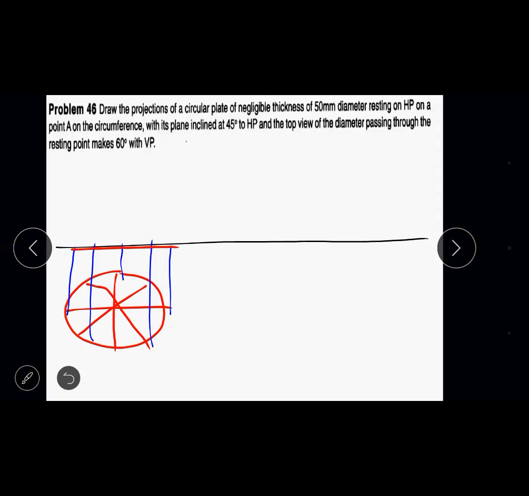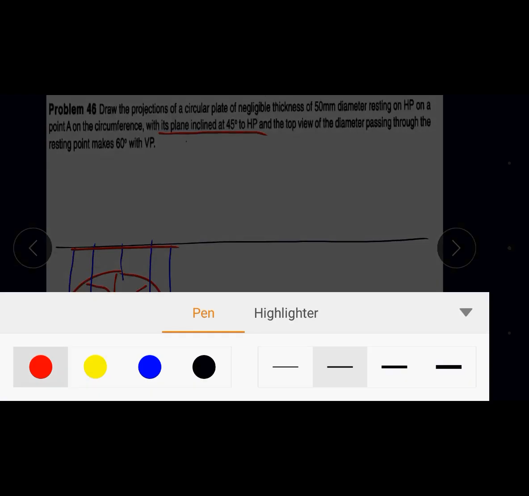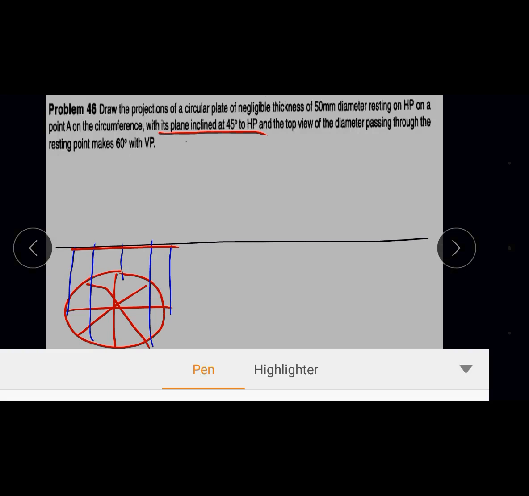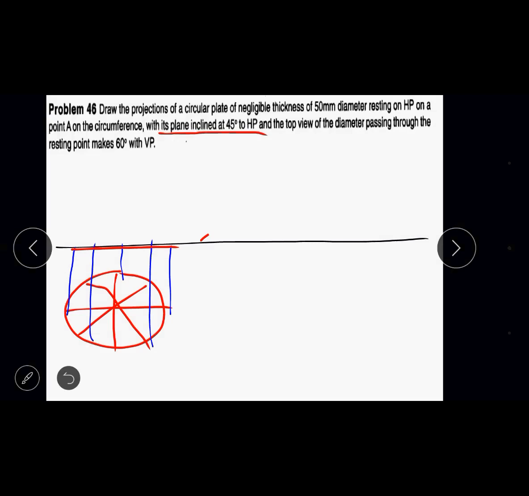The surface of the lamina is inclined to HP at an angle. It is given as 45 degrees to HP, so the plate is inclined 45 degrees to HP. So what you have to do is measure the dimension of the front view, and then draw a 45 degree line, representing the starting point and end of the front view. Then take your compass and measure the distance.